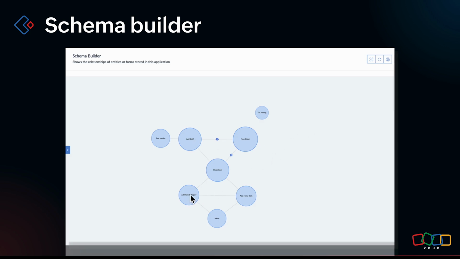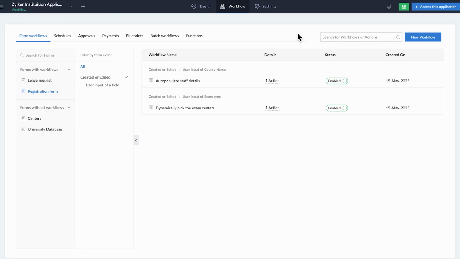All the different types of forms and the relationships between the forms can be viewed using the Schema Builder developer tool. Here is how the tool looks, where you can see the different forms that you have and the different relationships that you have built. All this can be viewed in a single space. Let me take you to a live demo on the same.